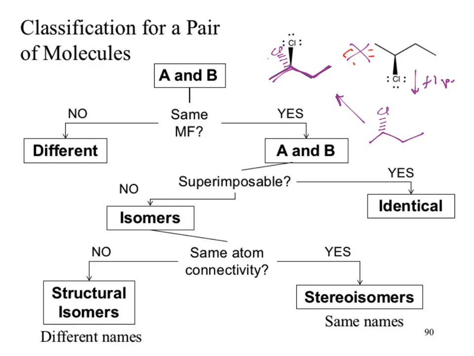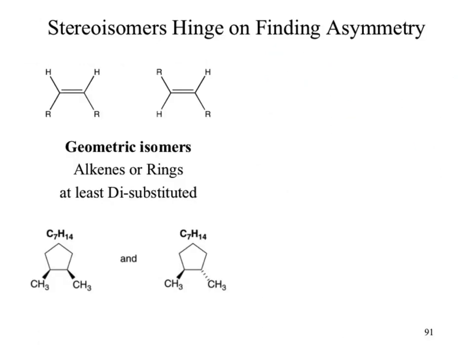Do they have the same atom connectivity? Yes. They do come up with the same name. They're both 2-chlorobutane. So they are stereoisomers of each other. That category can get blown up in our next section. What we're attempting to find is a position of asymmetry in the molecule, and that is not always easy to find. Are there other cases?